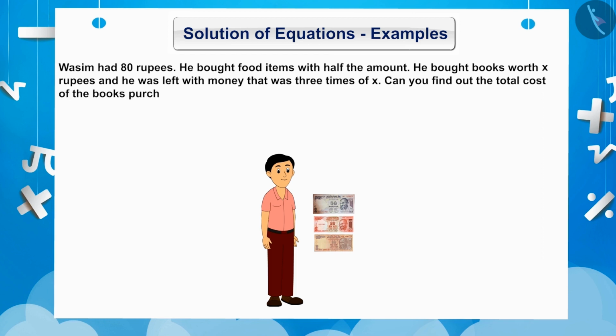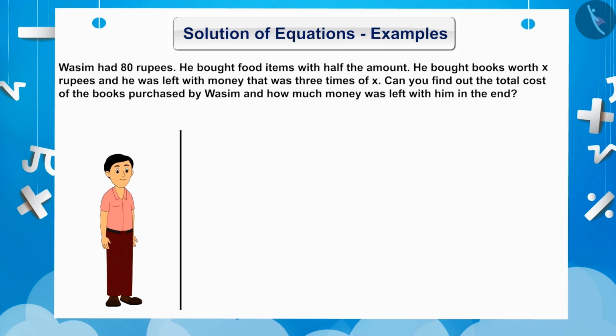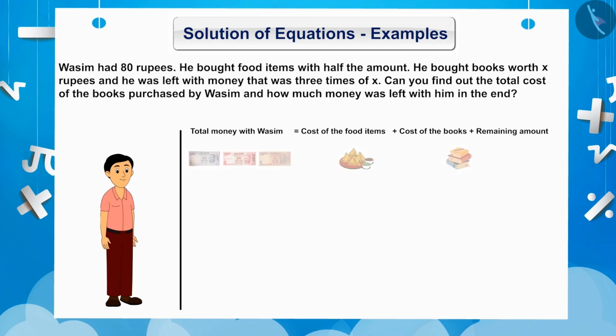Can you find out the total cost of the books purchased by Wasim and how much money was left with him in the end? If we represent this situation in algebraic form, total money with Wasim is equal to the cost of food items plus the cost of books plus the remaining amount. So our equation will be, here x and 3x are like terms.